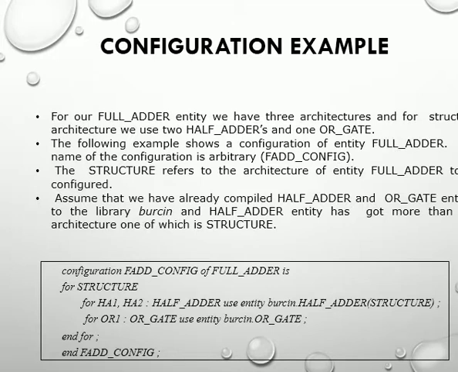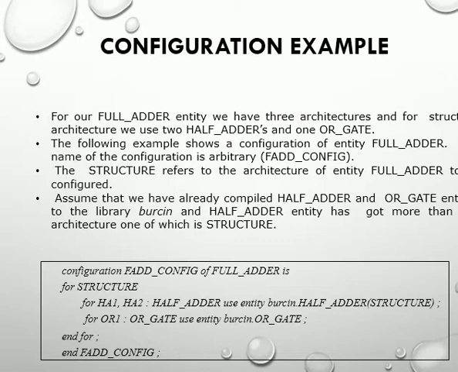And this is the example for configuration declaration. As I said earlier, our full adder entity has 3 architectures, and for the structural architecture we have 2 half adders and 1 OR gate. As we have seen, in the structural architecture we used 2 half adders and 1 OR gate. So this example shows the configuration of entity full adder.